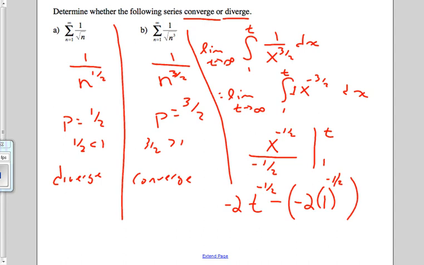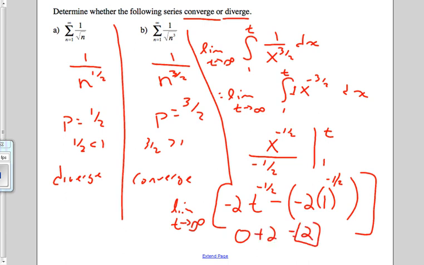And as t gets huge, we're looking at the limit as t approaches infinity. Well, as t approaches infinity, t to the negative 1/2 is going to be 0, and then plus 2 equals 2. So we're converging to a single number, 2.